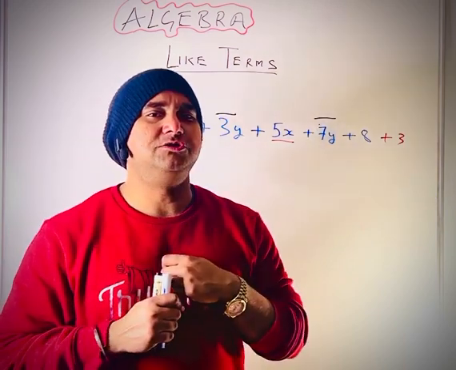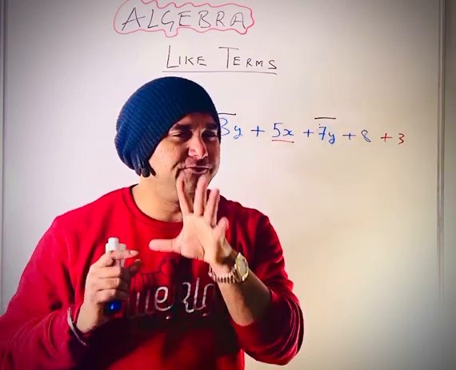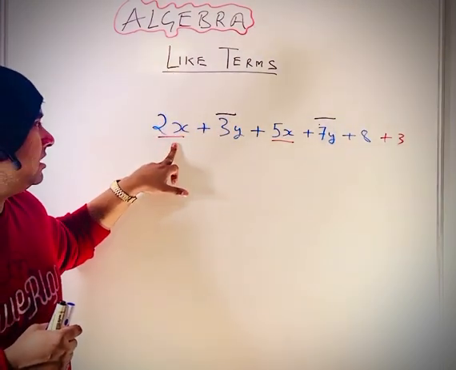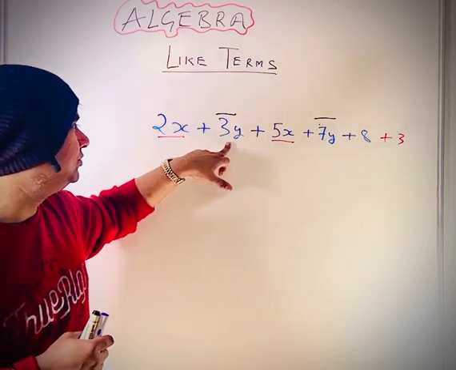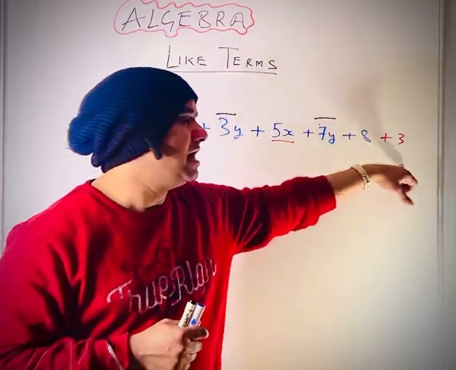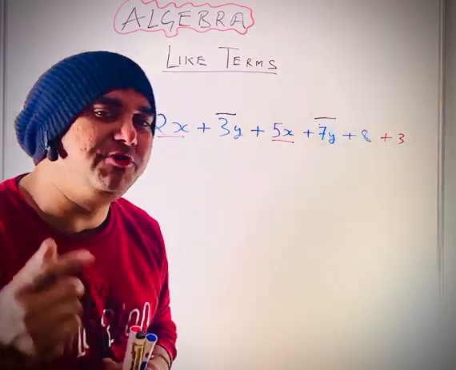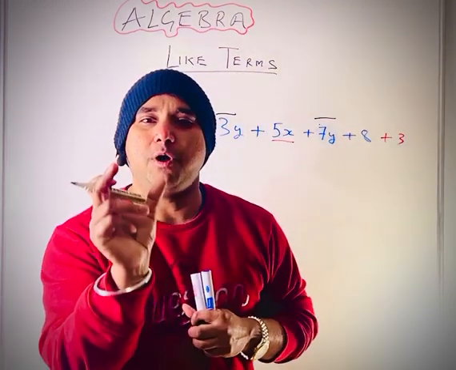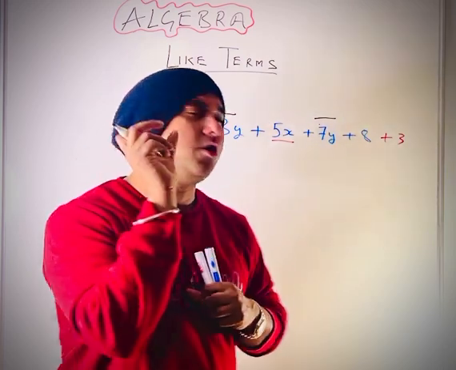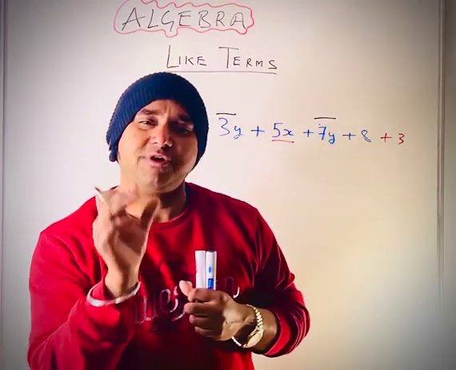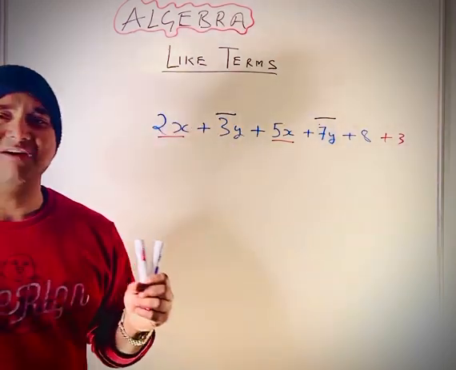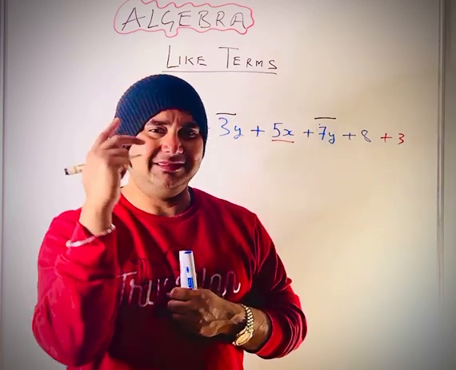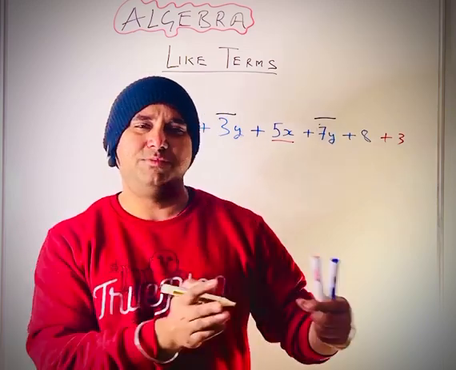Now the first thing we're going to do is observe and figure out which are the like terms in this expression, which we already did. 2x and 5x are like terms, 3y and 7y are like terms, 8 and 3 are like terms. Now the next step is to rearrange this expression by grouping or pairing the like terms together. If this expression has more than 3 variables, I'm going to consider the first variable first, then the second variable, then the third variable, and group them together.